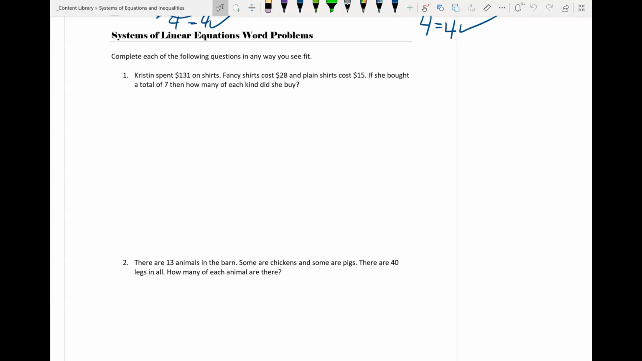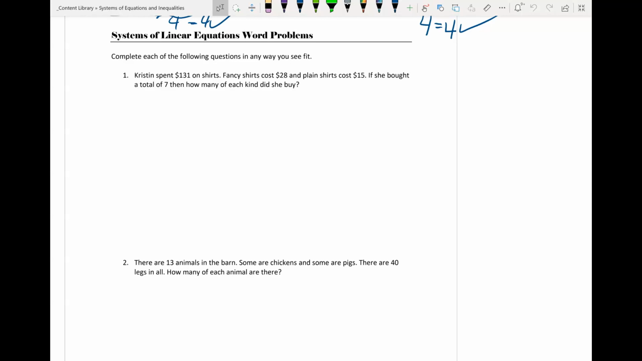Now that you have practiced a bit more on systems of linear equations, we're going to apply these to word problems. So for the first question, we have that Kristen spends $131 on shirts. We know that fancy shirts cost $28, plain shirts cost $15, and she bought a total of 7. Then how many of each kind did she buy?